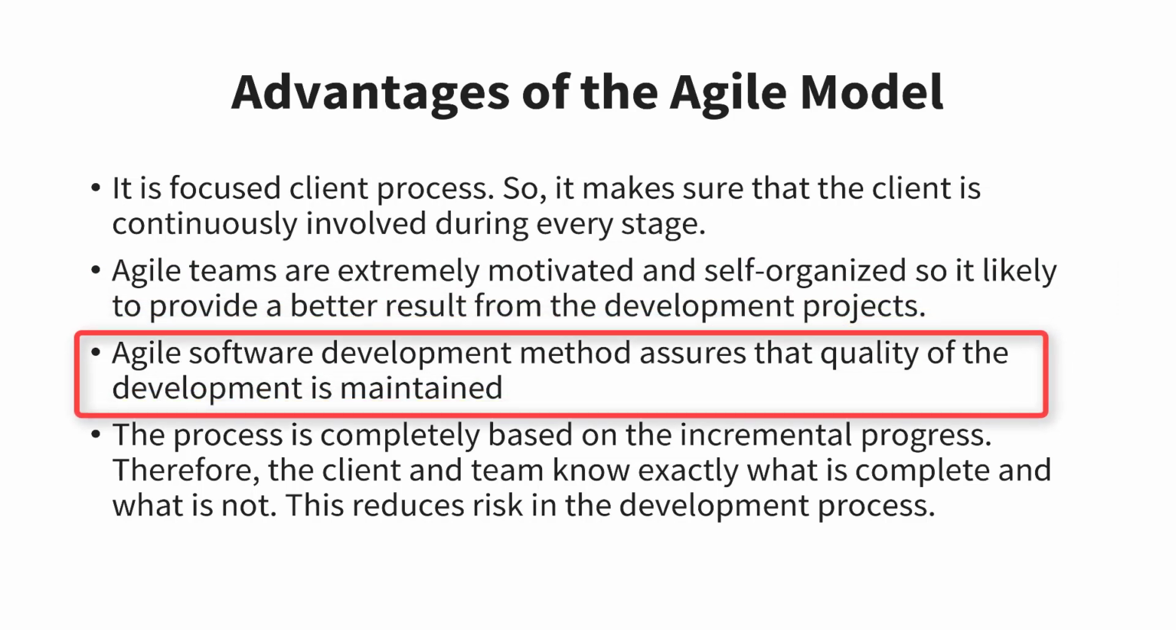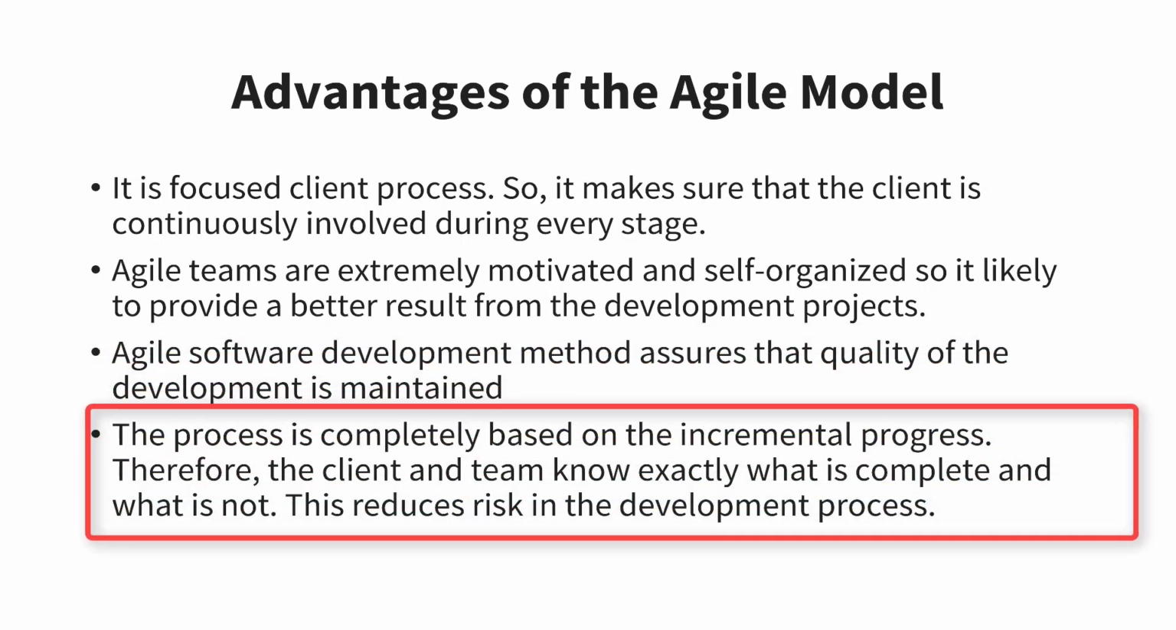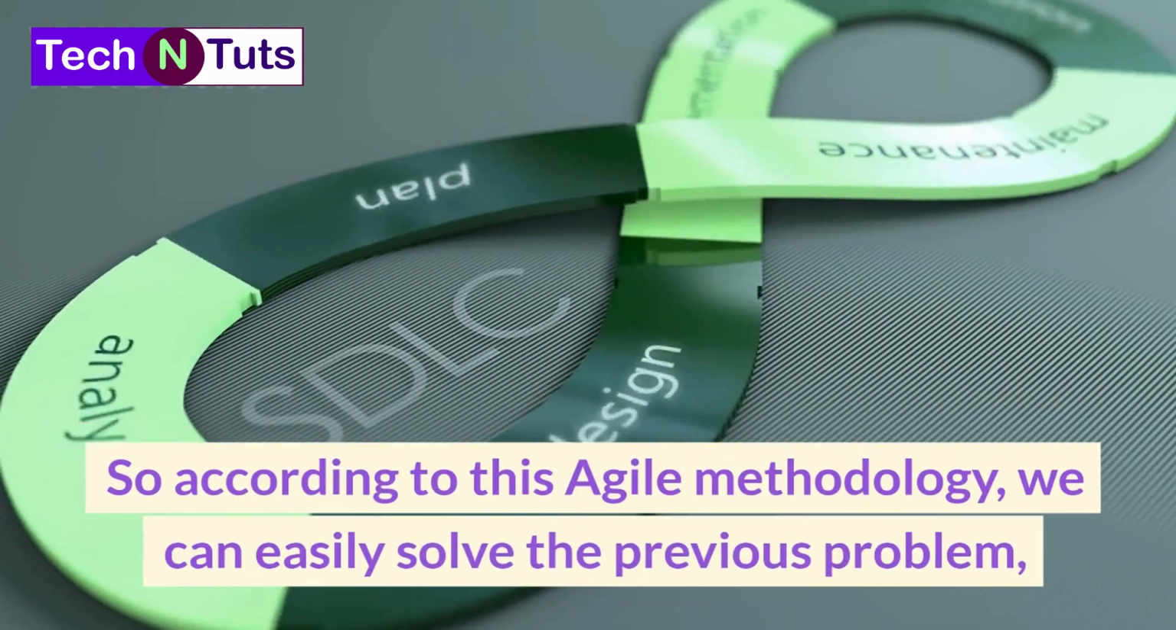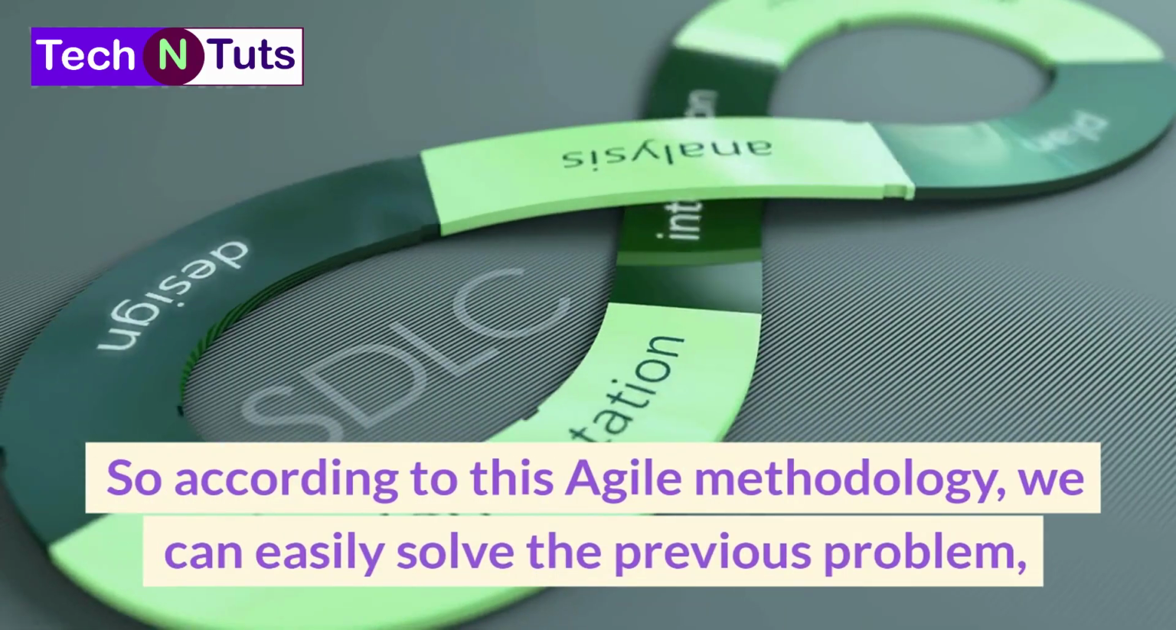3. The Agile software development method assures that the quality of the development is maintained. 4. The process is completely based on incremental progress. Therefore, the client and team know exactly what is complete and what is not. This reduces risk in the development process. So according to this Agile methodology, we can easily solve the previous problems.